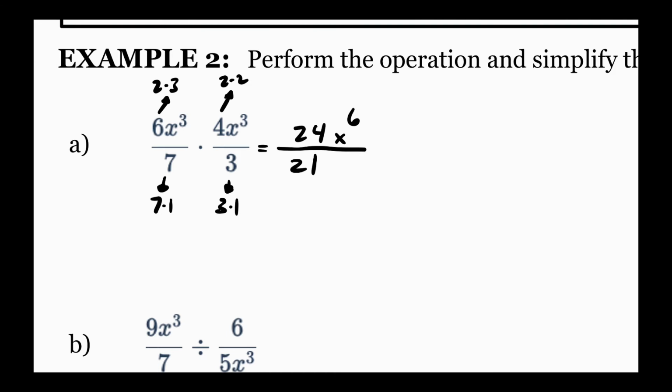I've got to reduce it. So how do I tell what I can reduce? Exactly the same way we did earlier. What's the number on top that they share on bottom? 3. A 3 here and a 3 here. Only one of them. So divide them both by 3.